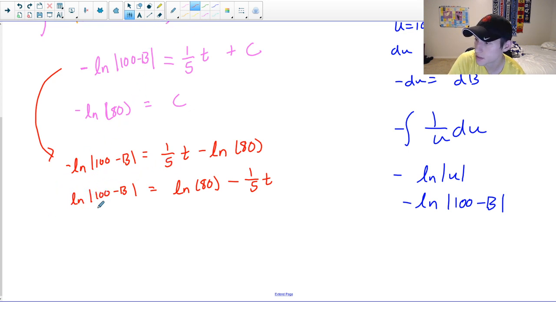And how do I get rid of this? I'm trying to solve for b, so how do I get rid of this natural log? Use e, right? Make everything an exponential. So e to the power of this whole left side, that would cancel the natural log, just leaving me with 100 minus b. And then e to the natural log of 80 minus 1/5 t.